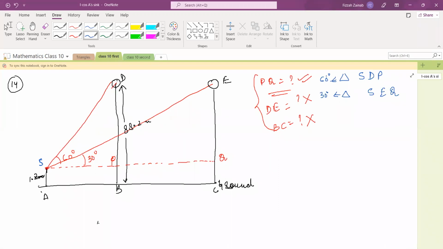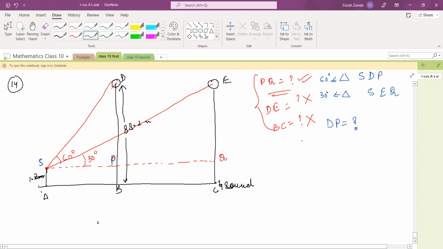Now for tan, I need either perpendicular or base. So base, I don't know. Fine, Martin? Now coming to perpendicular, what is the length of DP? How much is DP in this figure? DP, this is P. Oh, it's 88.2 minus 1.2. Exactly. Yes, Sarah.